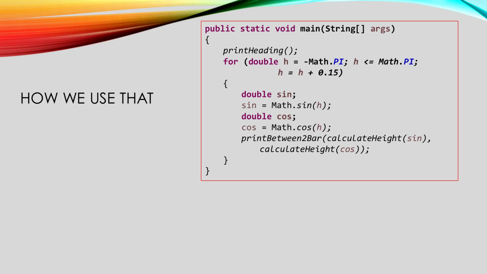To use that, we just have to modify our main method to calculate the cosine of h, and then call printBetweenTwoBar where we used to call printBar. Now the graph is doubly curvy.